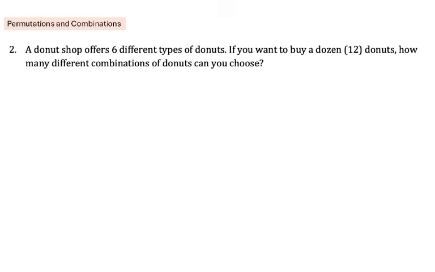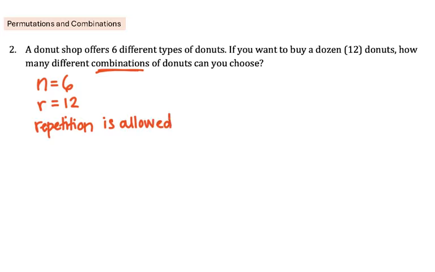Okay, so we've got a donut shop with 6 different types of donuts. So looks like n is 6. 6 is how many that we can choose, and we're going to buy a dozen. So we're actually going to select 12 of them. And how many different combinations, they gave us a hint there. It's going to be a combination. And repetition is allowed. So whenever repetition is allowed, it's a little bit more complicated formula because we could choose all of the same donut or mix it up. There's many, many more choices. So let's pull up the formula sheet and see what to do.